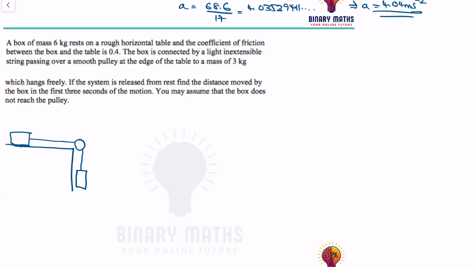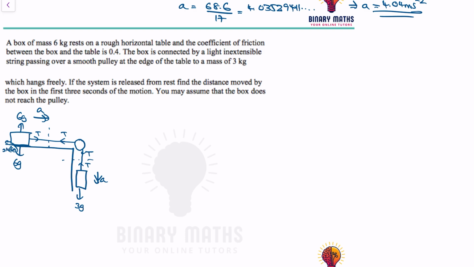So the 6 kg box, the weight is 6g, on a rough horizontal surface. This is a reaction force, which, because it's not moving vertically, is 6g. There's friction of 0.4 times 6g. There's tension here, tension here, tension there. And this is 3 kg, so the weight is 3g, and it's accelerating down. The 3 kg mass hangs freely.